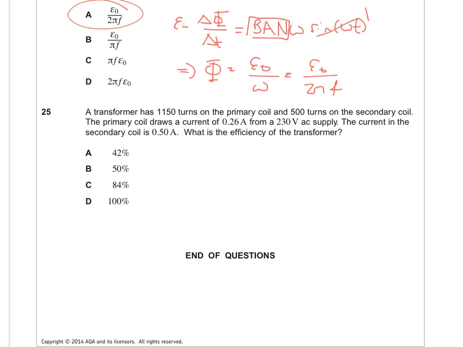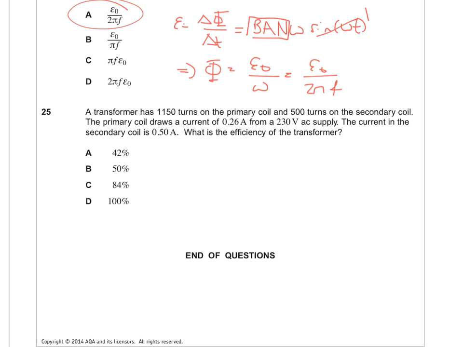A transformer has 1150 turns on the primary coil and 500 turns on the secondary coil. The primary current is 0.26 amps and 230 volts AC. The current on the secondary side is 0.5 amps. What is the efficiency of the transformer?